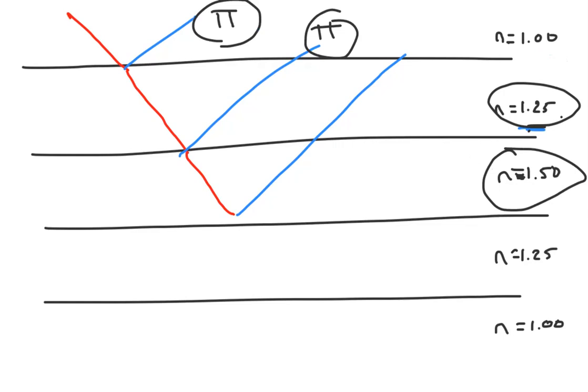But now we're coming back out of it, right? Now this index of refraction, it's smaller than this one. So that means it's a soft boundary. It's going from a hard boundary to a soft boundary. So there's no phase shift there.